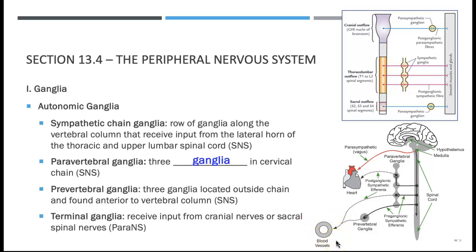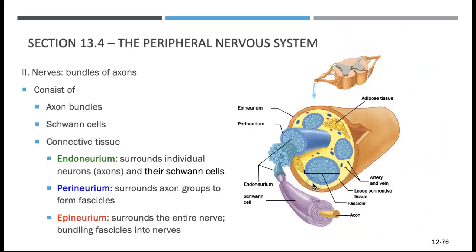And lastly, we have our terminal ganglia, and that is when we receive input from cranial nerves or sacral spinal nerves, and that is only going to involve our parasympathetic nervous system, which we are going to see over here. Note that we have a very long preganglionic neuron. This is going to be called our vagus nerve, actually, which is a cranial nerve, and that's headed over to the heart to give supply.